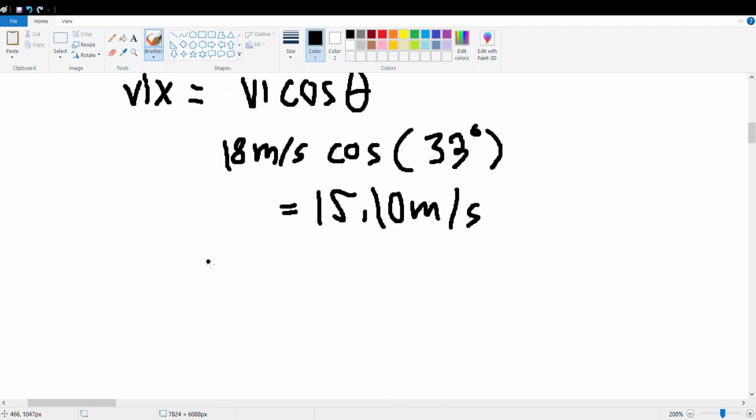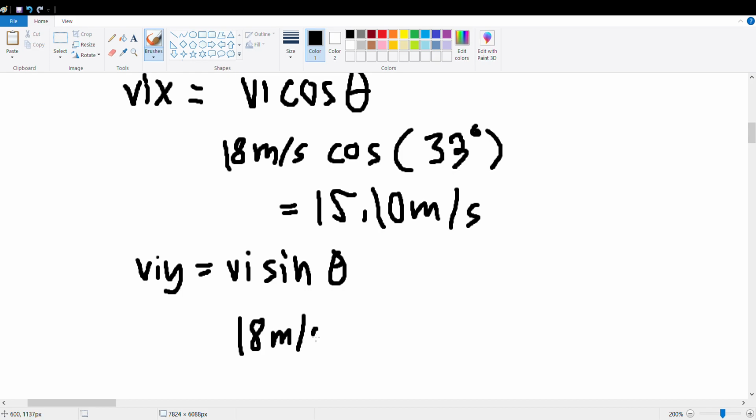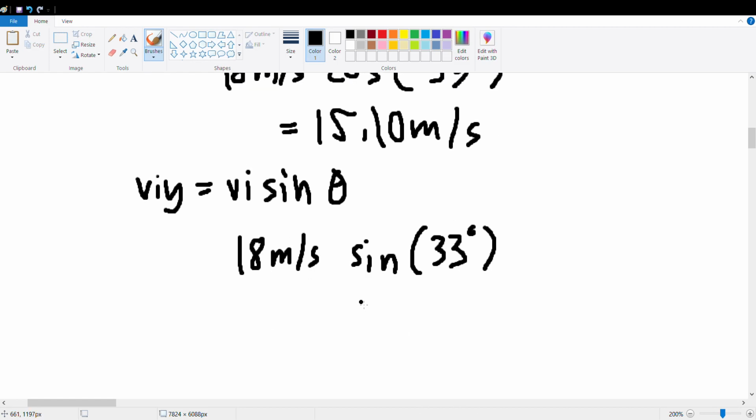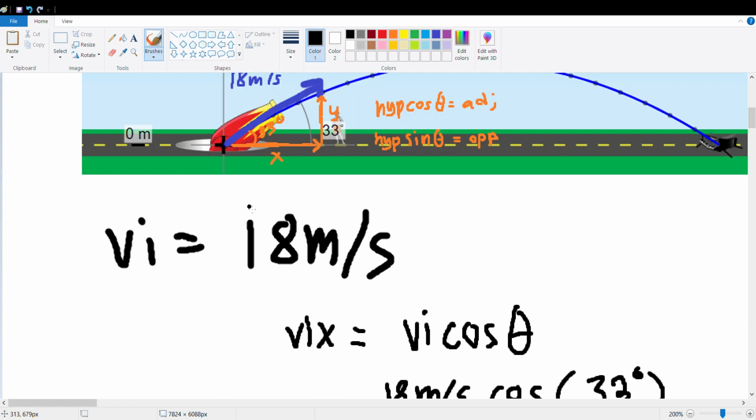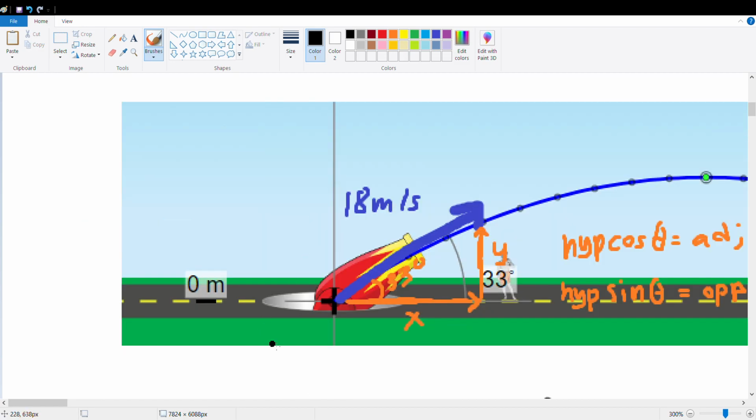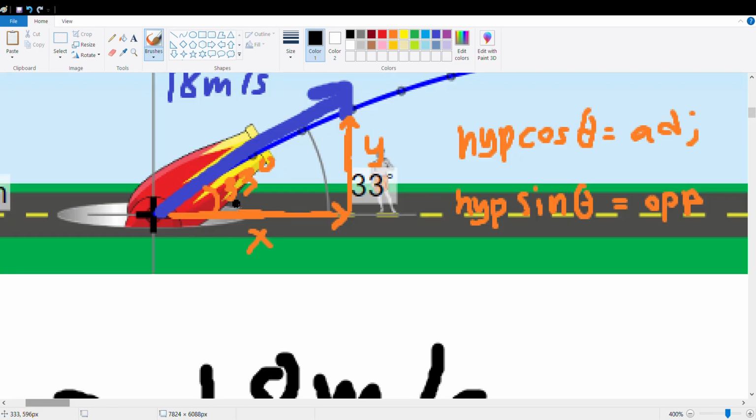And then for the Viy, we're just going to use the same thing, except we use the sine, and it's 9.8. Wow, very convenient actually. Let me fact check that if it's right. Okay, it is 9.80. So now that we have this, let's put that in the illustration.